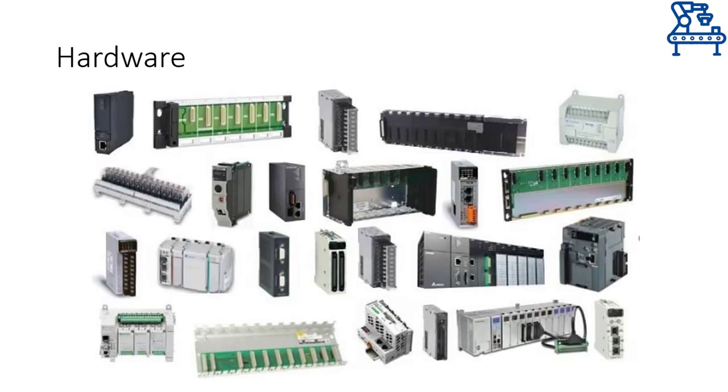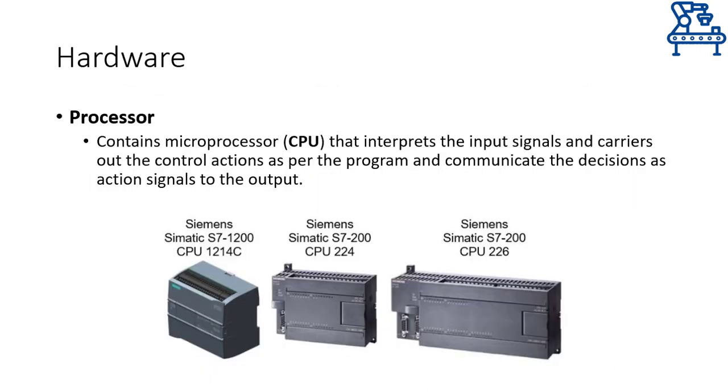Let's briefly discuss what is inside each of these components. First of all, let's see what the processor is made up of. The processor unit contains the microprocessor or a central processing unit that does every kind of processing. That is, read inputs, write outputs, and interpret the control program.